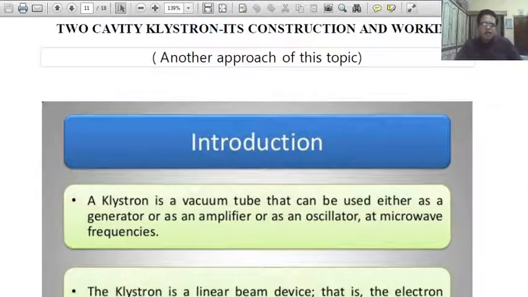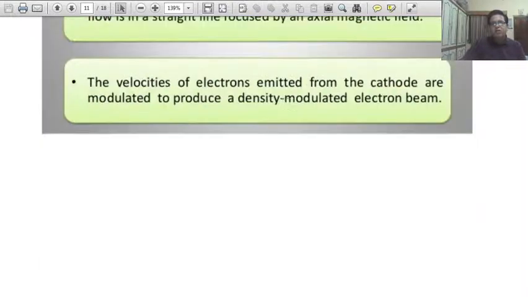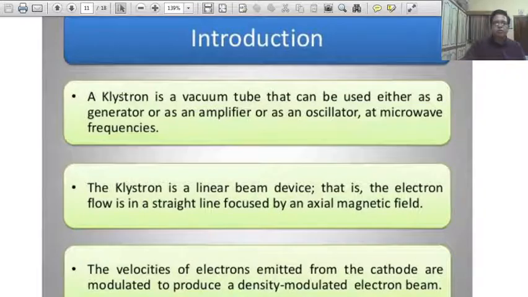Now in this article, a different approach, like a PPT, where points are clearly explained, you can easily understand it. This kind of approach is known as PowerPoint presentation approach. What is klystron? A vacuum tube that can be used either as a generator, as an amplifier or as an oscillator at microwave frequency. That means klystrons are used for microwave frequencies as a generator, amplifier and oscillator.